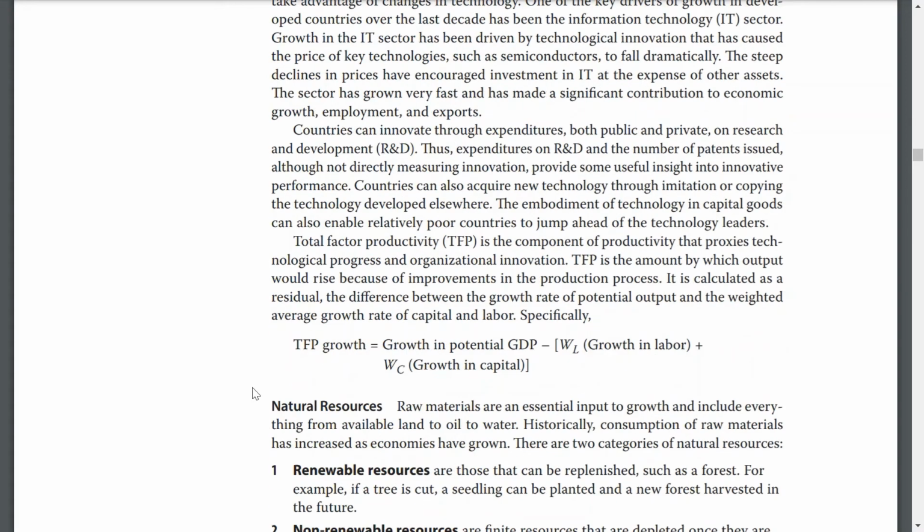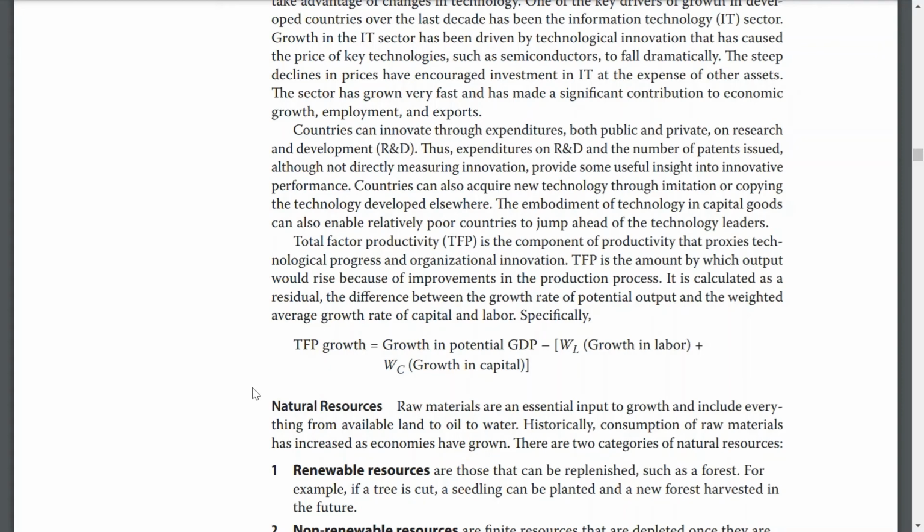Total factor productivity, TFP, is the component of productivity that proxies technological progress and organizational innovation. TFP is the amount by which output would rise because of improvements in the production process. It is calculated as a residual: the difference between the growth rate of potential output and the weighted average growth rate of capital and labor.